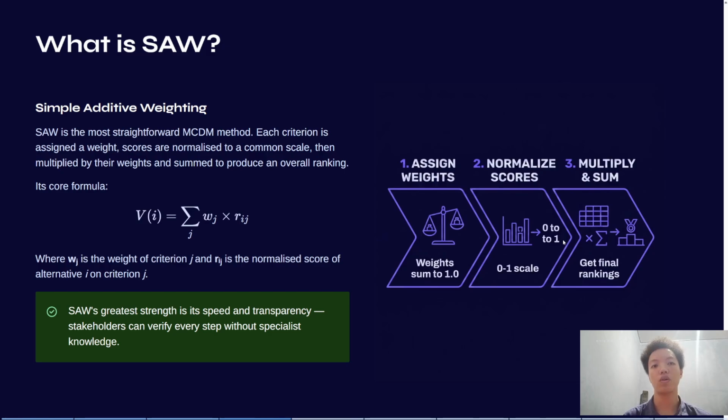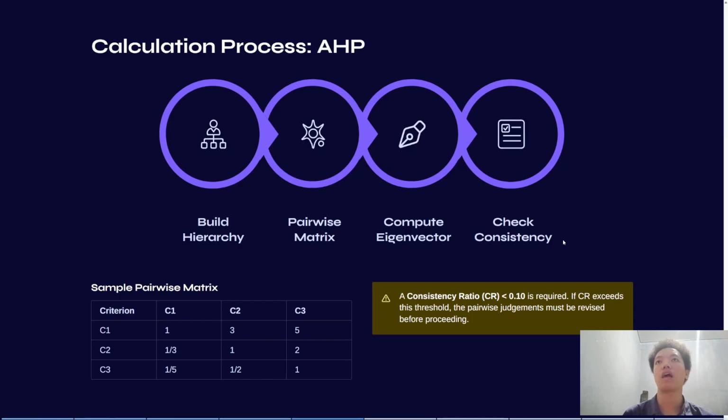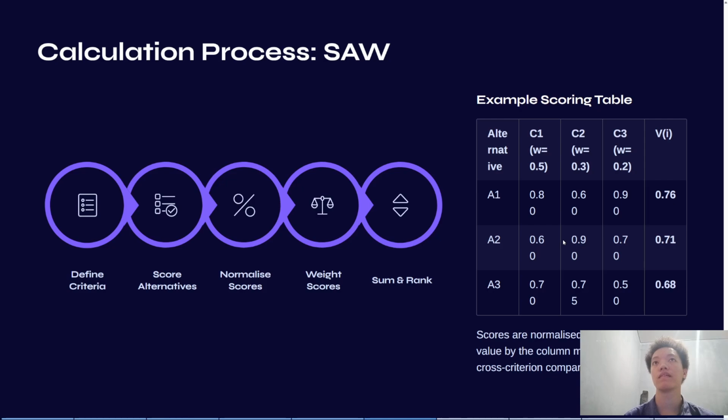Here is the core formula, where Wj is the weight of criterion j and Rij is the normalized score of alternative i on criterion j. Calculation process. AHP: first build the hierarchy, pairwise matrix, compute the eigenvector, check consistency. Here is the calculation process for SAW. First, define criteria, score alternatives, normalize scores, weight scores, summarize, and rank.